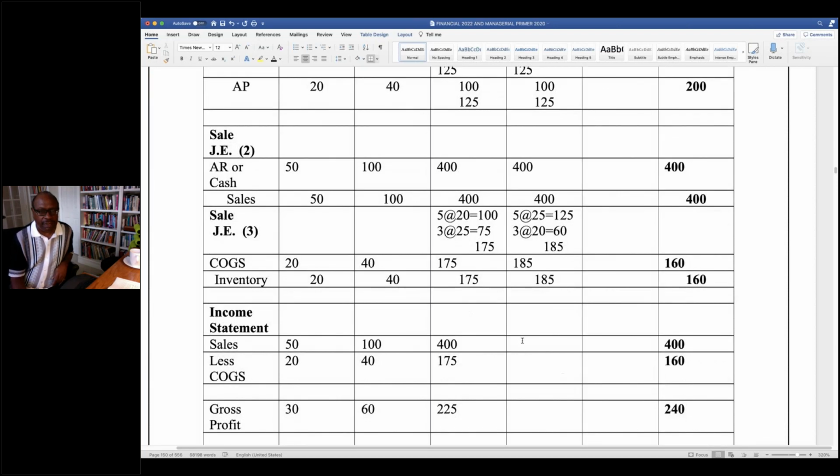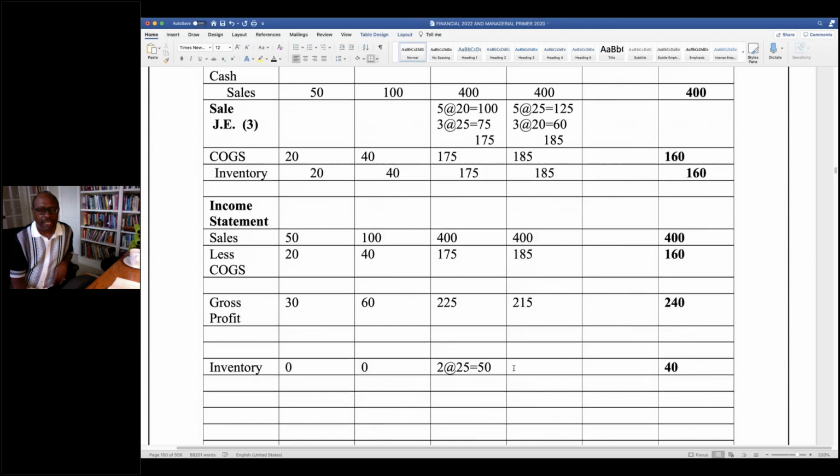We go to the income statement now. We got 400 for sales again. What's cost of goods sold going to be? 185. So our gross profit is going to be what? 215. And in the inventory, we're going to have what? Two at what? 20. Which is 40.